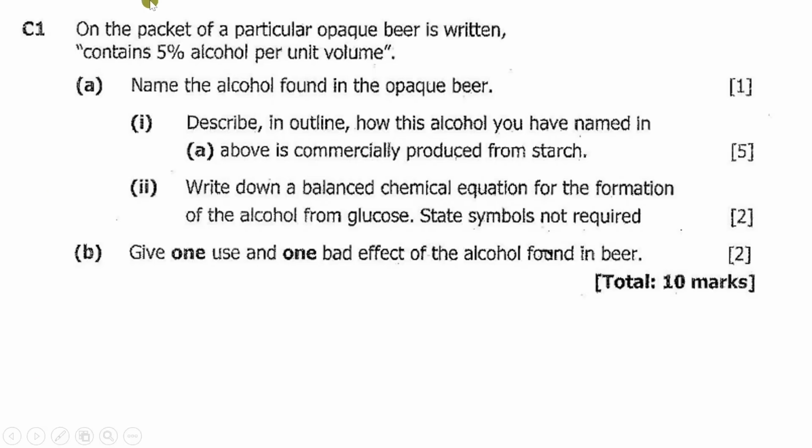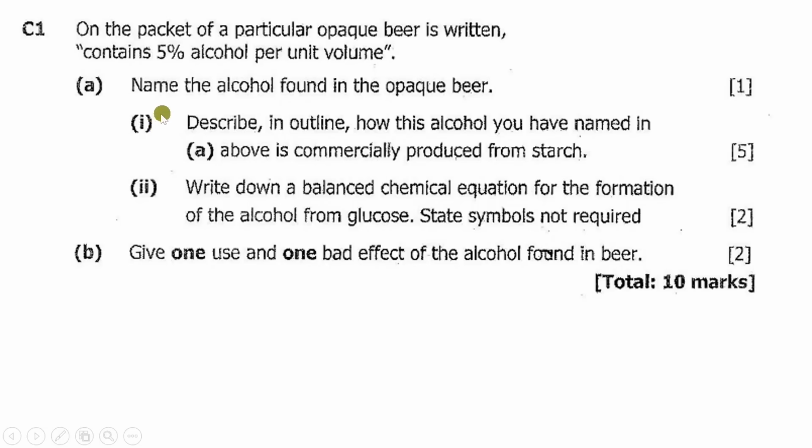It says, C1 came in another year. On the packet of a particular opaque beer is written contains 5% alcohol per unit volume. A. Name the alcohol found in the opaque beer.